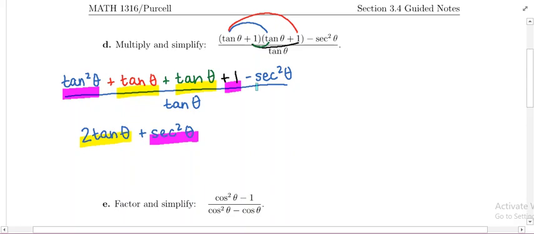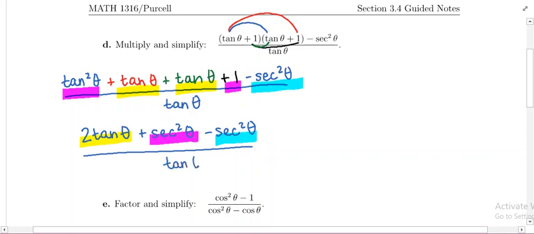Can't forget about Mr. Negative secant squared theta. He's still up there in the numerator. We haven't done anything with it, so that's going to go blue. That is how the numerator has transformed. I still have tangent of theta in the bottom. Moving on to the next step.